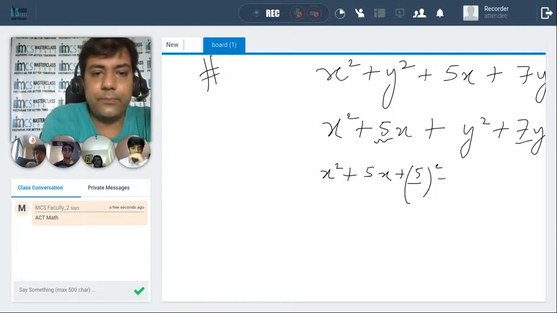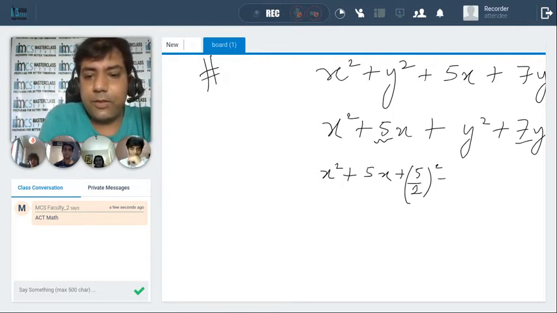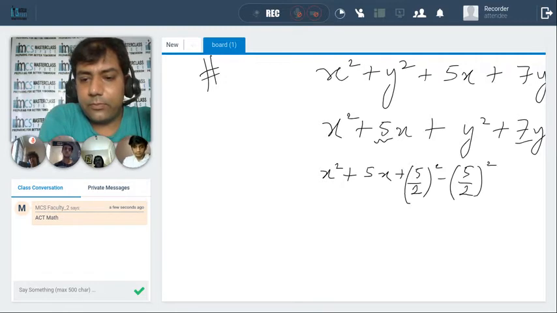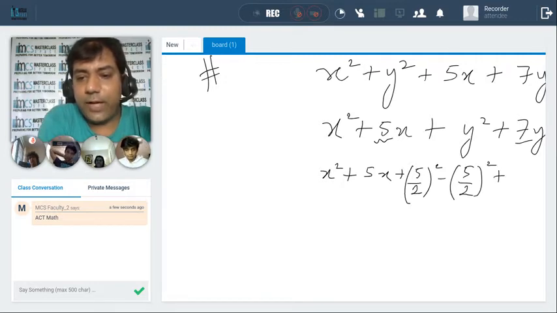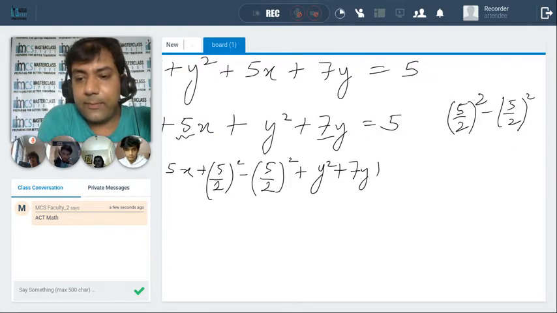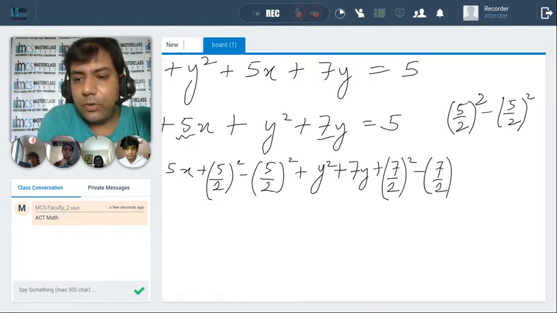Minus 5 by 2 whole square. And the same thing we have to do for y also: y square plus 7y plus 7 by 2 whole square minus 7 by 2 whole square equals to 5.